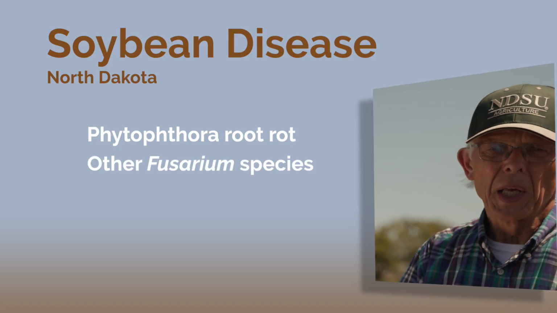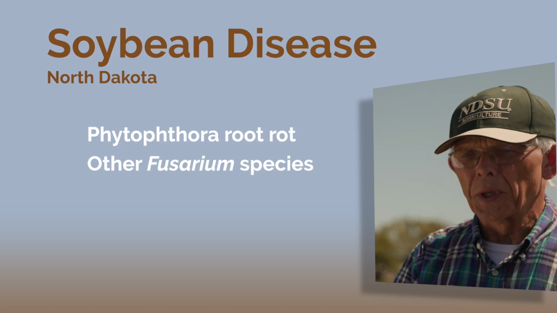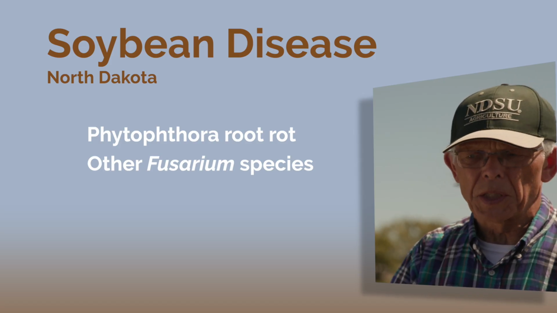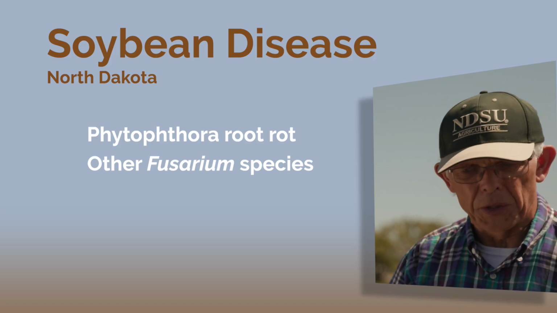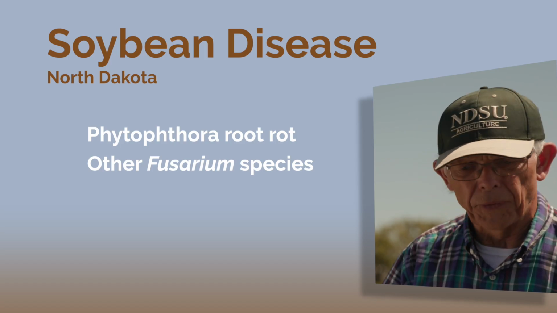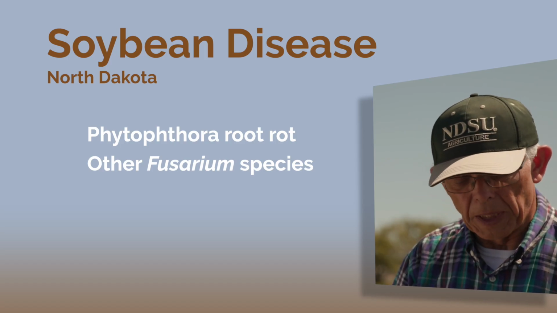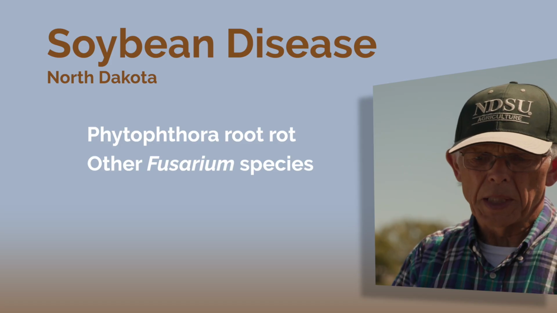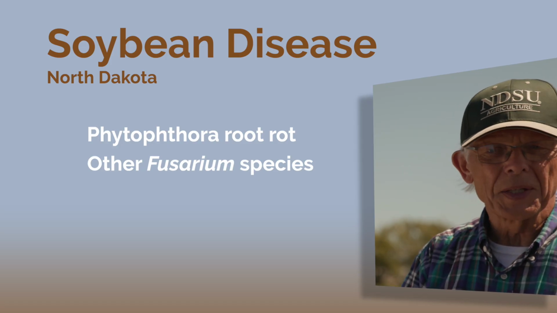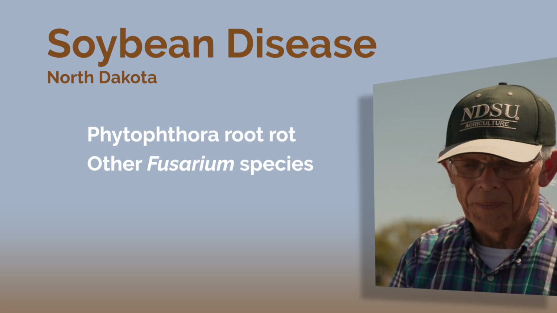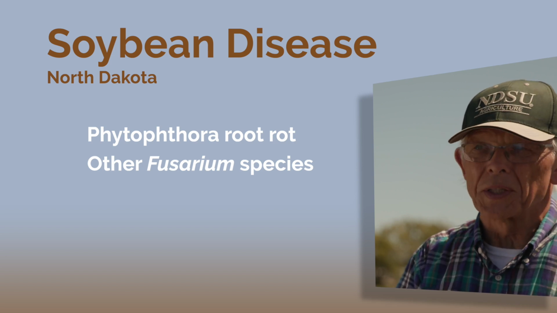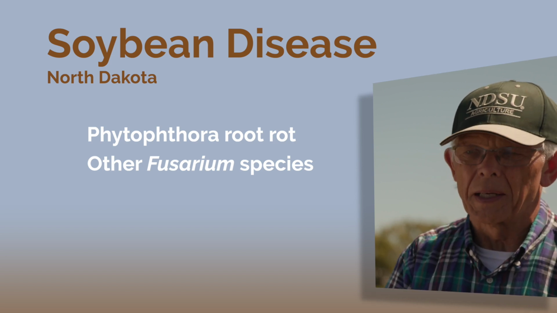We also have at least 3 to 4 different other Fusarium species that infect roots, and they cause root rots. They don't cause the typical foliar symptoms that sudden death syndrome does, but they do cause root rots. It's one of the major reasons that we always try to emphasize the importance of rotations, to try to eliminate some of that inoculum in the soil. The more you grow soybeans year after year, the more you build up those root-infecting organisms.